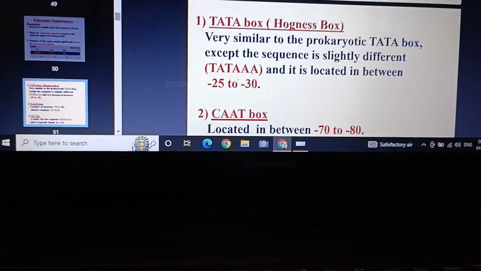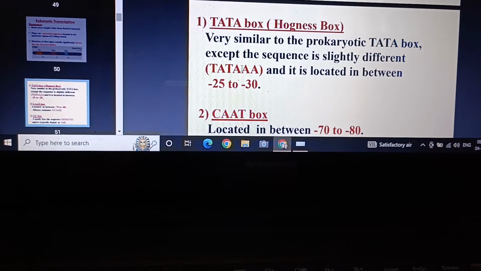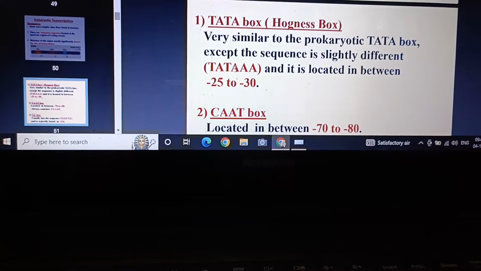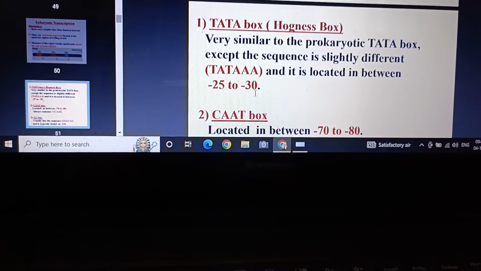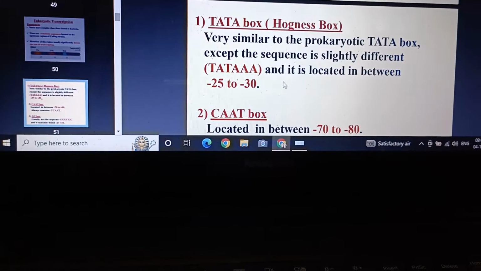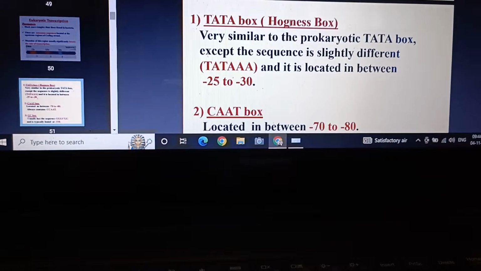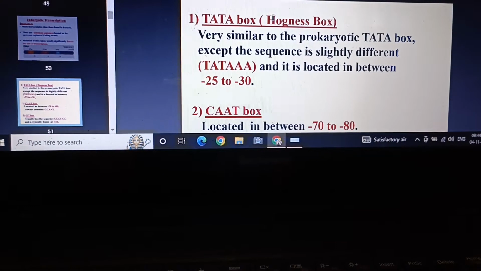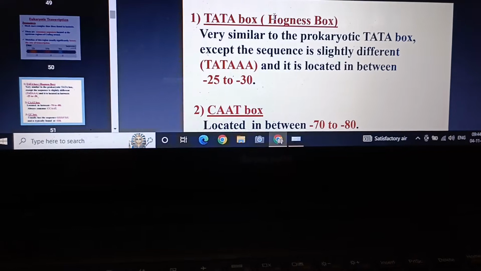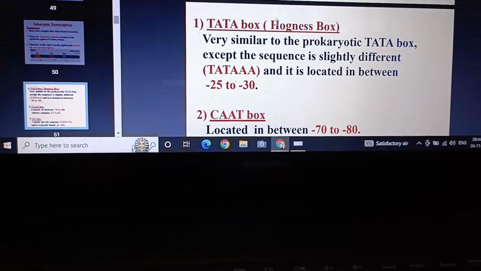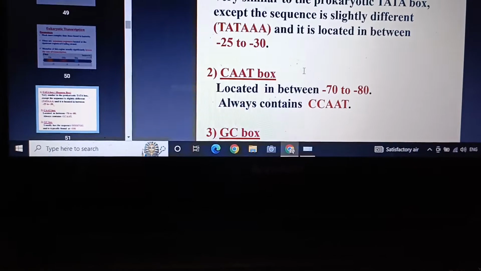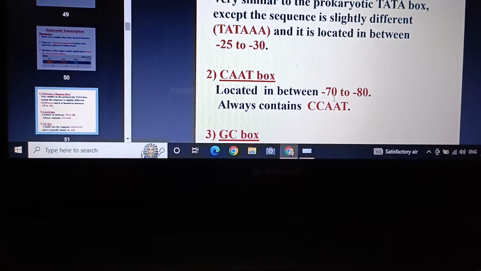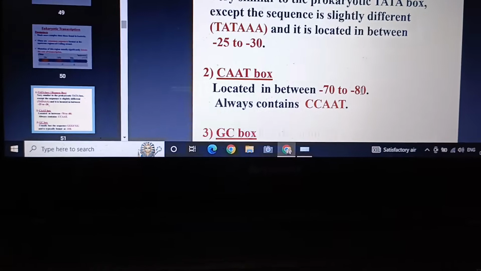TATA, but here in eukaryotes it is TATA. It's TATAAA, located between minus 25 to minus 35 upstream, which is also called the Hogness box. And in the case of prokaryotes, it is the Pribnow box.